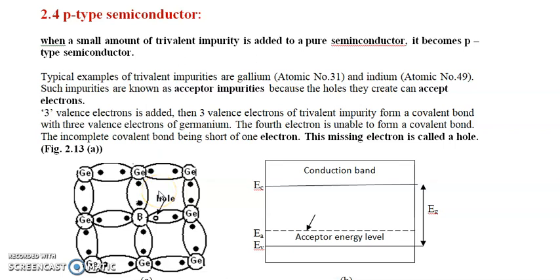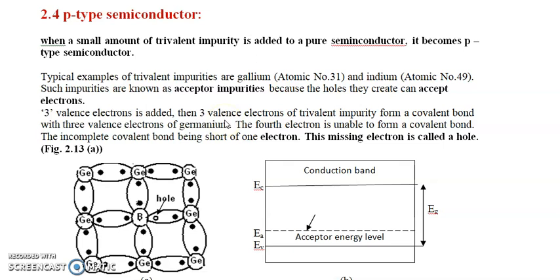Welcome to all. In this lecture, we are going to derive carrier concentration in p-type semiconductor. In previous lectures, we have discussed what p-type semiconductors are. It is an extrinsic semiconductor or impure semiconductor. When a trivalent impurity atom is added to a pure semiconductor, a p-type semiconductor is formed. Examples of trivalent impurities are gallium, indium, etc.